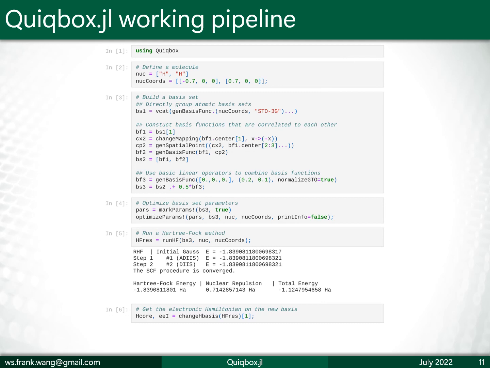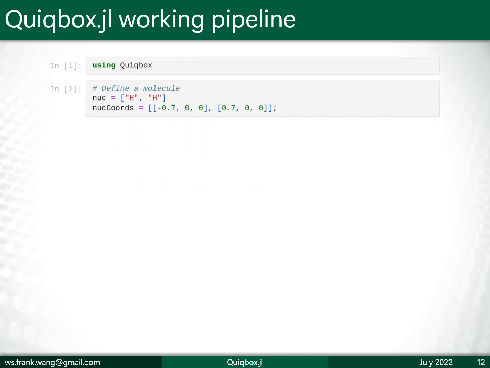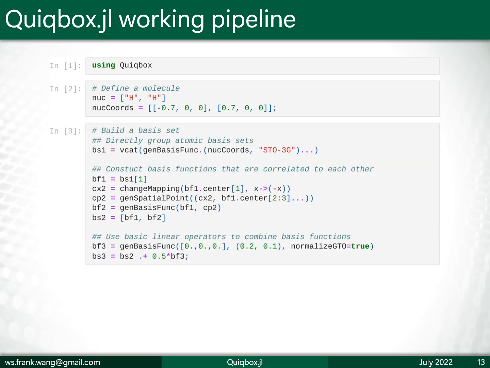At last, let's have a look at the working pipeline of Quiqbox. First, you need to define a molecule. Instead of constructing some proprietary structure, you only need to define two arrays. Next, you need to build the basis set around the molecule. You can do it in a more traditional way, where you directly group together the atomic basis sets of the nuclei inside the molecular system. On the other hand, you can construct basis functions that are correlated to each other, so that the basis set formed by them will preserve the geometric symmetry of the molecule. You can also use basic linear operations to combine different basis functions together to form new ones.